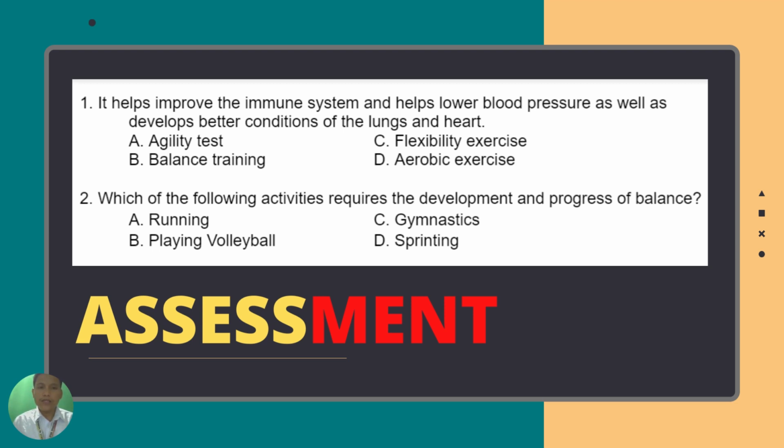Let's start. Number 1, it helps improve the immune system and helps lower blood pressure, as well as develops better conditions of the heart and the lungs. Is it A, agility test, B, balance training, letter C, flexibility exercise, or letter D, aerobic exercise? Number 2, which of the following activities requires the development and progress of balance? Is it A, running, B, playing volleyball, letter C, gymnastics, or letter D, sprinting?